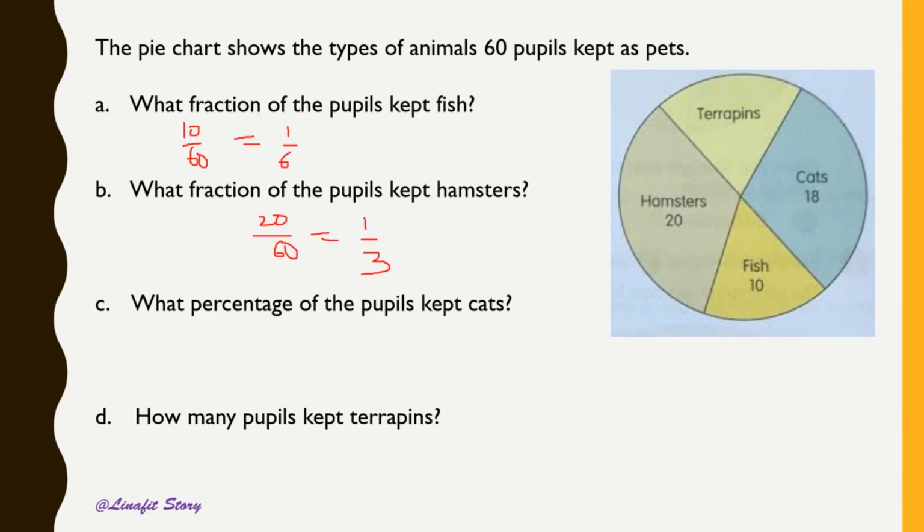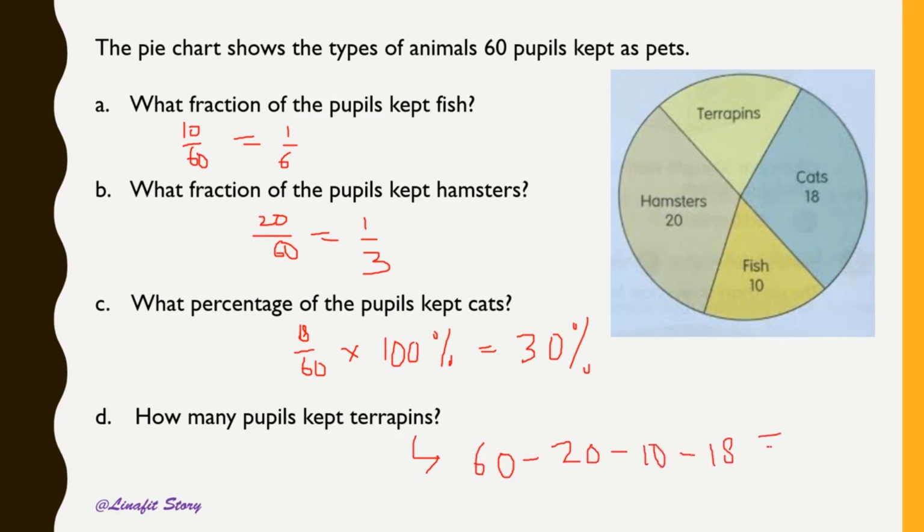C. What percentage of the pupils kept cats? So 18 out of the total 60 times 100% equals 30%. So 30% of the pupils kept cats. D. How many pupils kept terrapins? As we know that the total is 60, so 60 minus 20 minus 10 minus 18 equals 12. So 12 pupils kept terrapins.